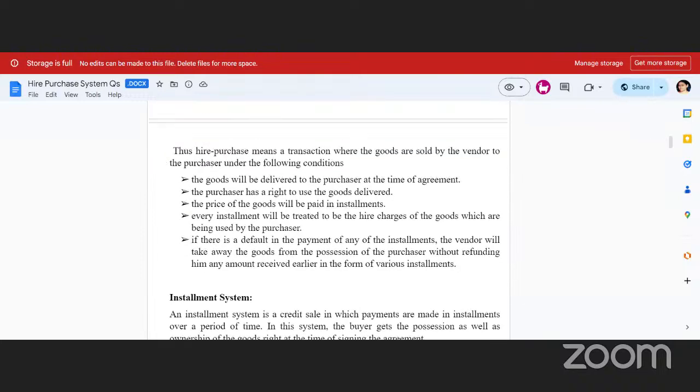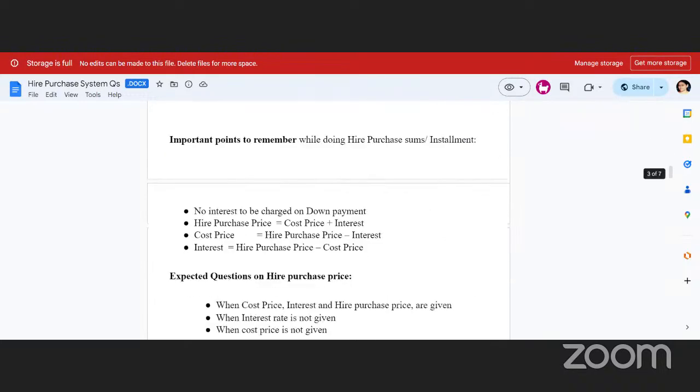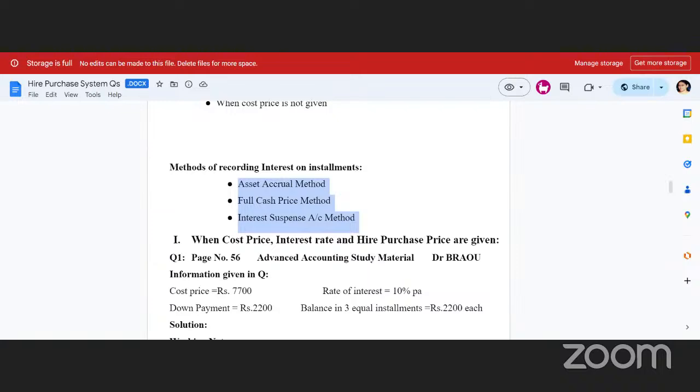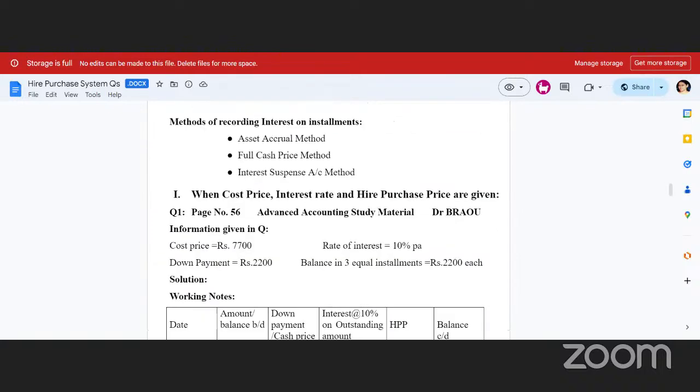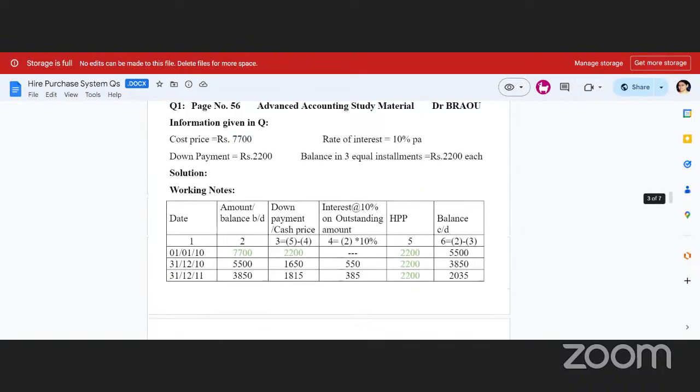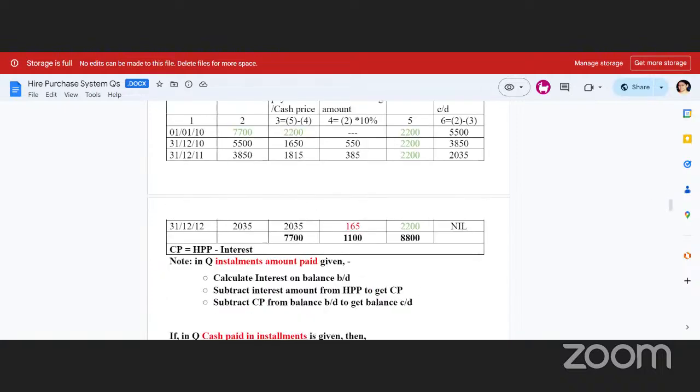But here there is the method of calculating the interest, because interest will be included, right? So there are three methods: asset accrual method, full cash method, interest suspense account method. A particular journal entry based on the method will change. Certain journal entries remain the same. It's all about journal entries and calculating your interest, and how you calculate the interest based on the method.